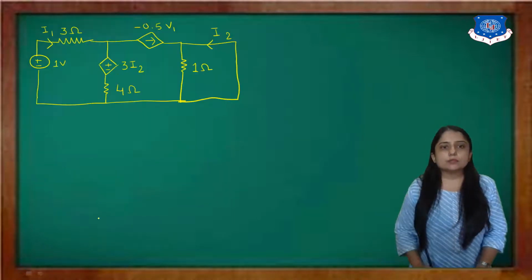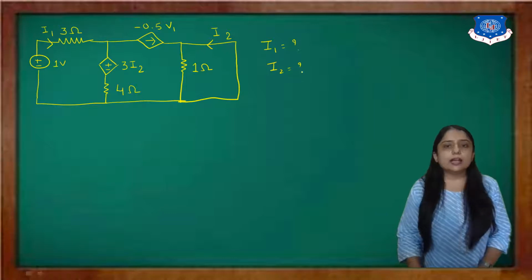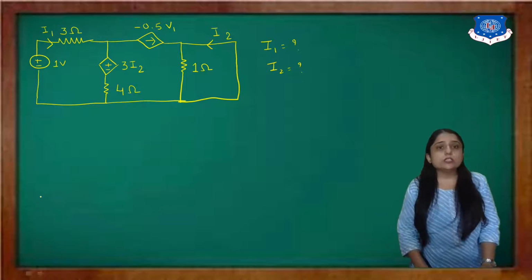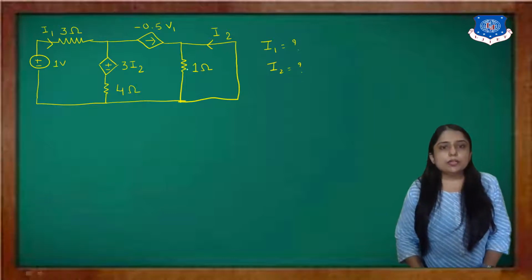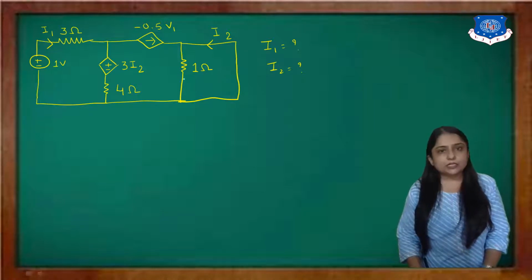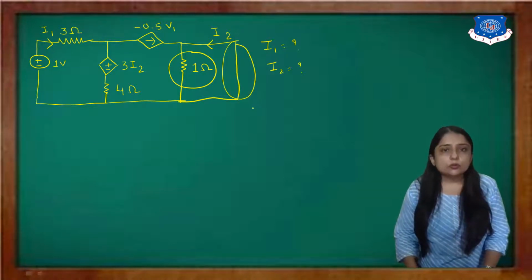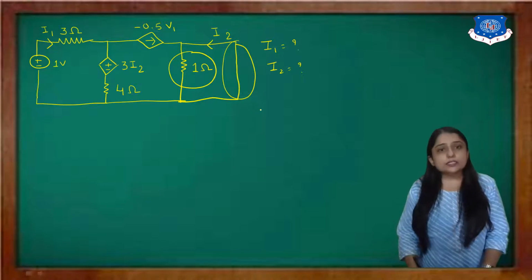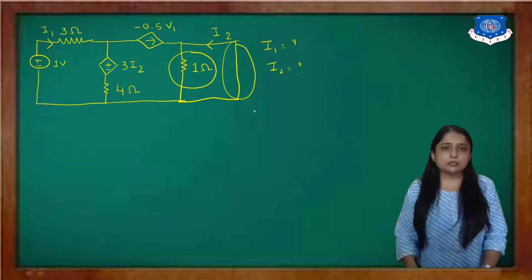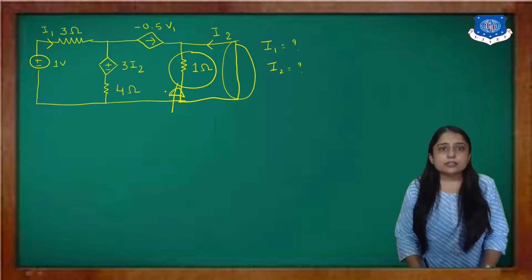So this was our diagram. Here we want to find out the current I1 and current I2. So how can we find out these currents? If you see carefully, these two are connected in parallel. Here the resistance is 1 ohm, and here my resistance is 0. We know that current always takes the zero resistance path. So we can neglect this resistor.